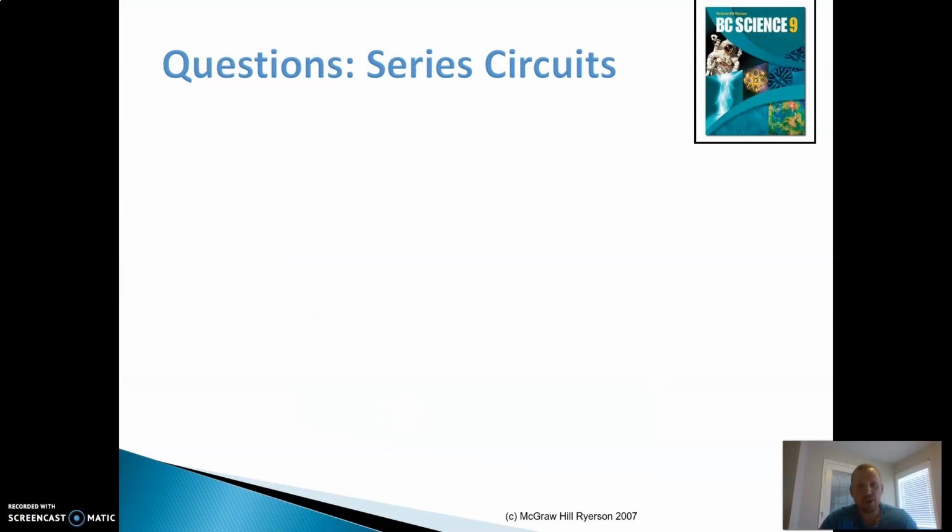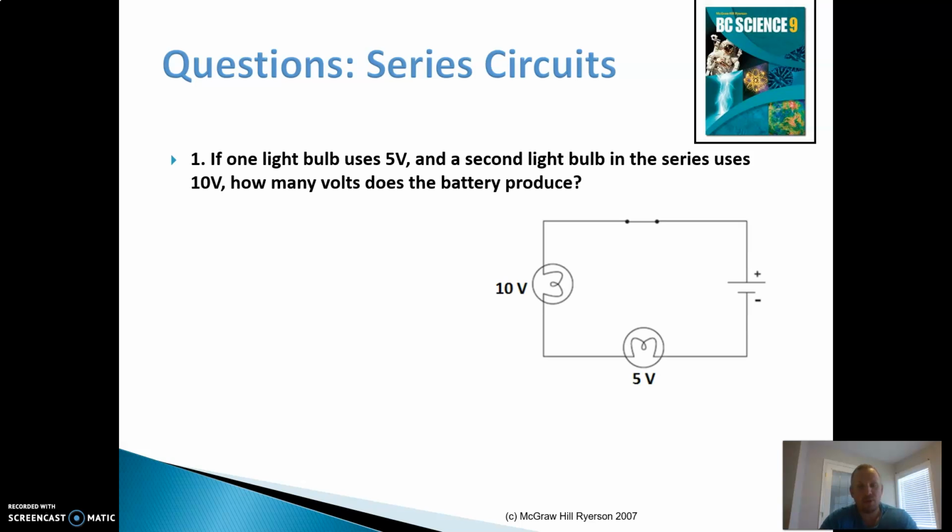So we're going to do some practice problems. How I've set this up is I put the problem on this first slide. I'd like you guys to try to figure this out, and then I have the answers on the next slide. So the first one here, if one light bulb uses 5 volts, second light bulb in the series uses 10 volts, how many volts does the battery produce? The answer is 15. Sorry, these first couple questions, I didn't put the answers in the second slide.